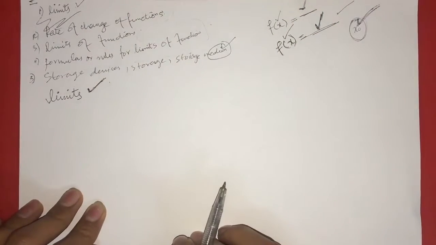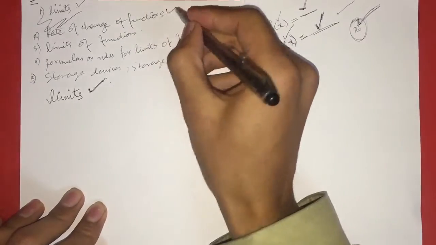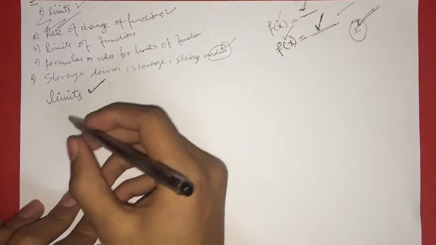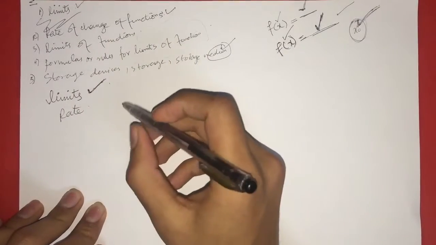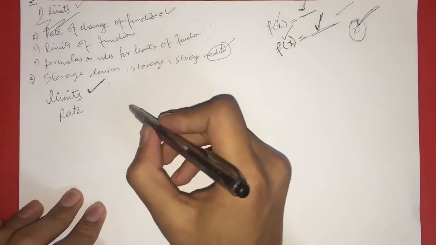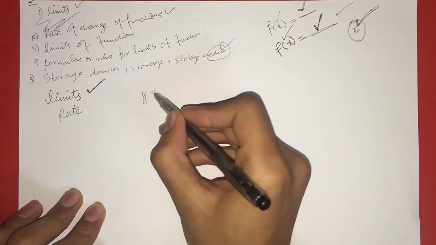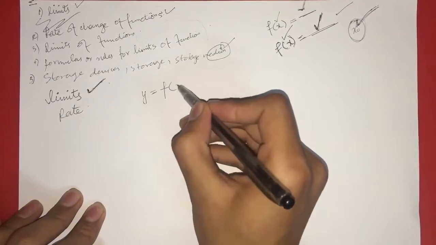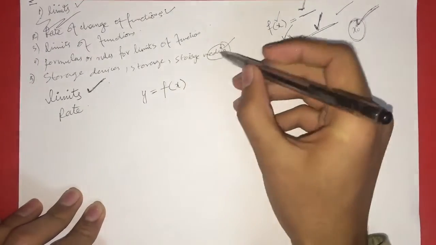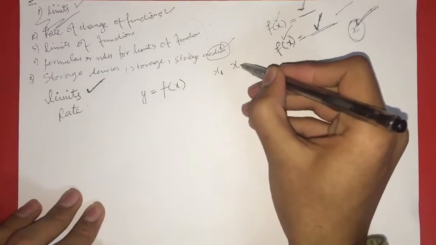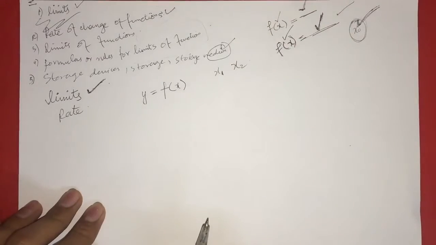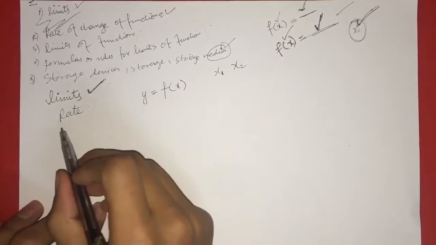Now let me just discuss what is rate of change of functions. So how do you find the rate of change of functions? For example, you have a function y equals f of x, and you put different values. First you put x1, then you put x2. So how are you going to know the rate of change of function?